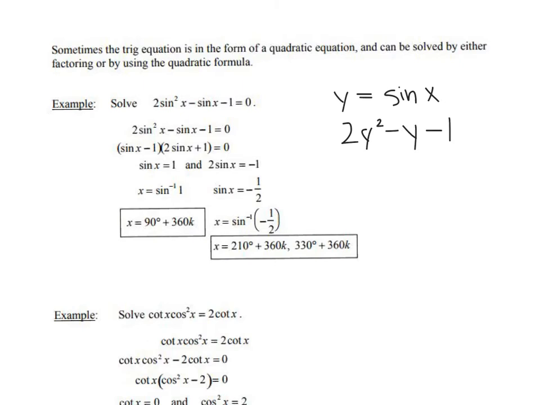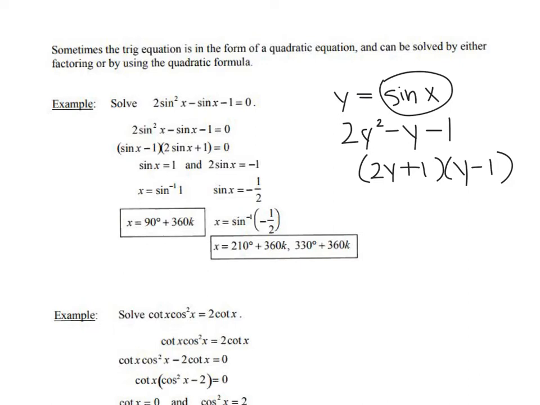And then that quadratic factors as 2y plus 1 times y minus 1. Then you rewrite it with sine of x being plugged back in. That's how you get sine of x minus 1 times 2 sine of x plus 1. Then, just like a regular quadratic, you take each factor and set it equal to 0. So we have sine of x equals 1 after isolating it, and 2 sine of x equals -1.